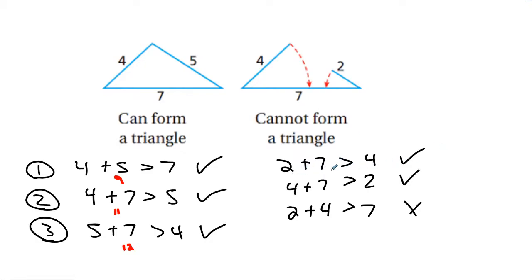For this triangle, 2, 4, and 7, 2 plus 7 is 9, so 9 is greater than 4, true. 4 plus 7 is 11, which is greater than 2, that works still. And 2 plus 4 is greater than 7, that is not a true statement because 6 is not greater than 7. Since that is the case, I have to conclude that this cannot form a triangle.